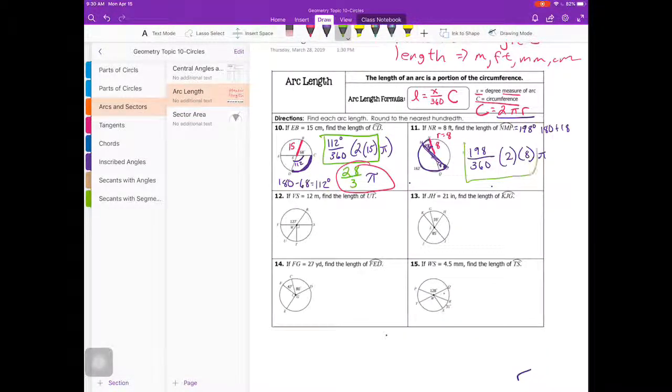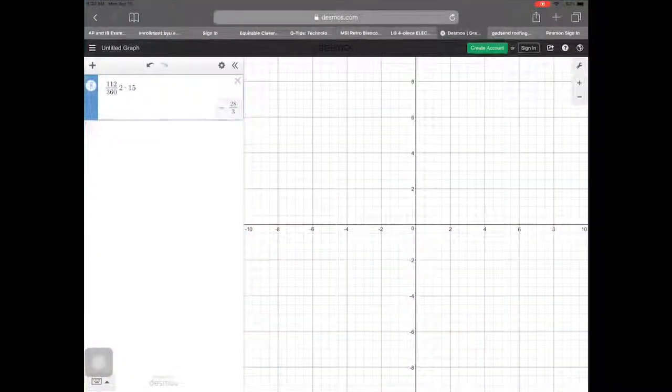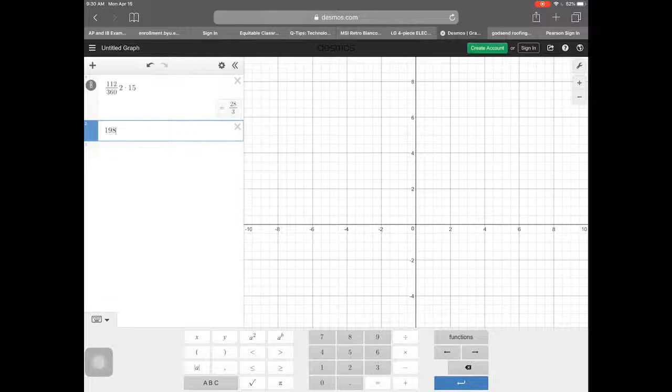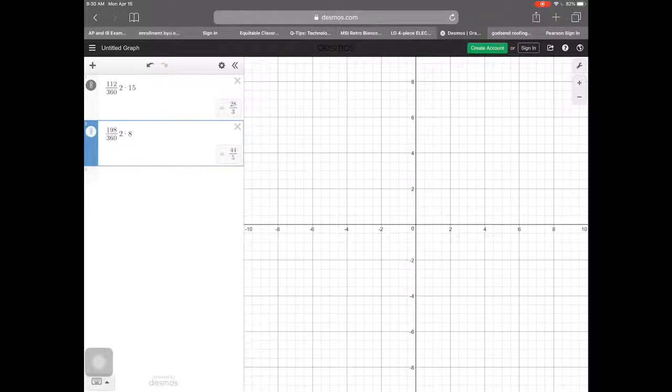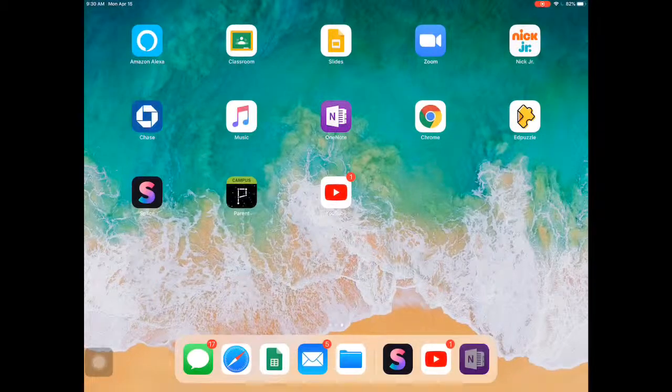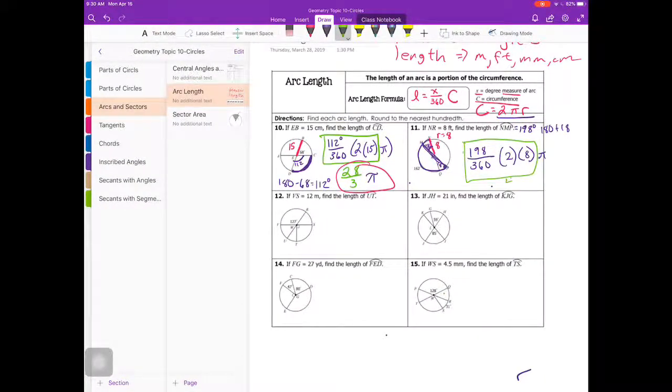And again, this part is going into the calculator. So 198 divided by 360 times 2 times our radius. And again, we've got that in a decimal, so this is going to be 44 over 5 pi. So 44 over 5 pi is our final answer.